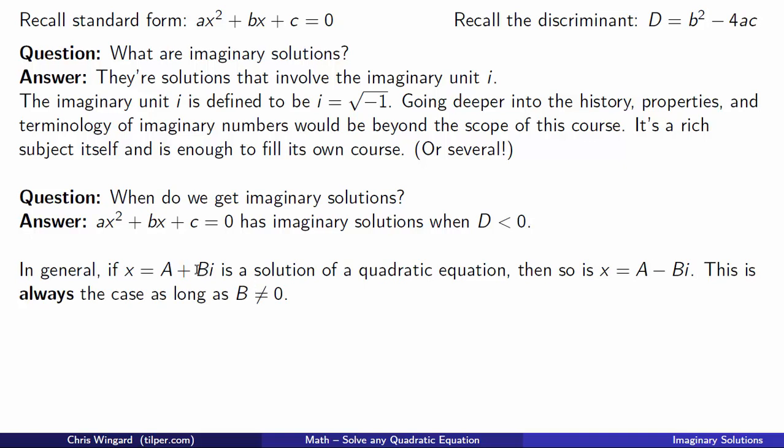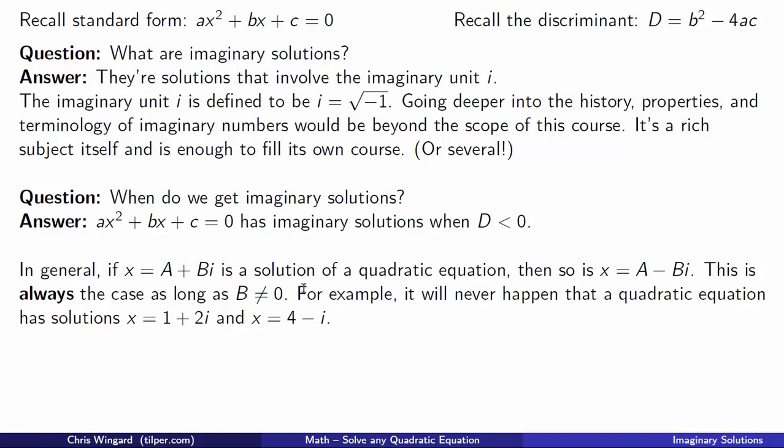So in other words, if we have an imaginary solution, A plus Bi in a form like that, then A minus Bi is also another solution to the quadratic equation. And remember, quadratic equations only have two solutions, so you have both solutions then.